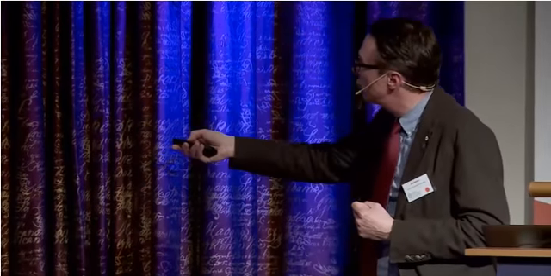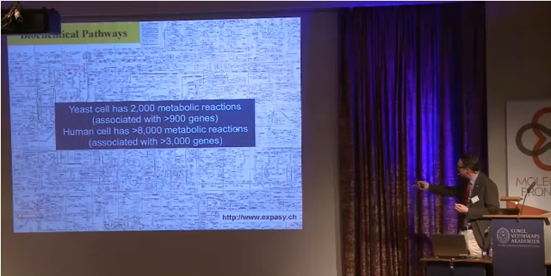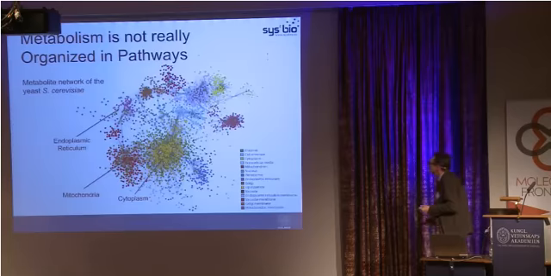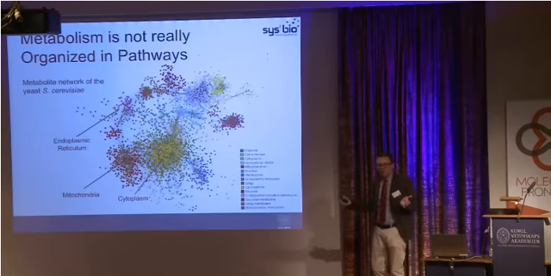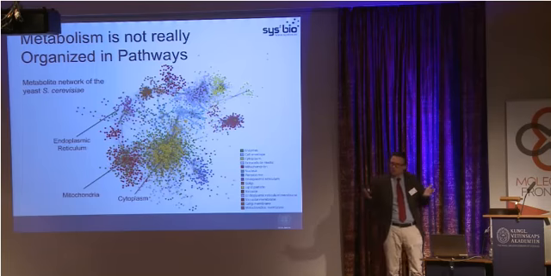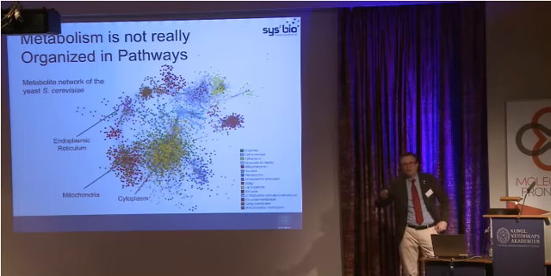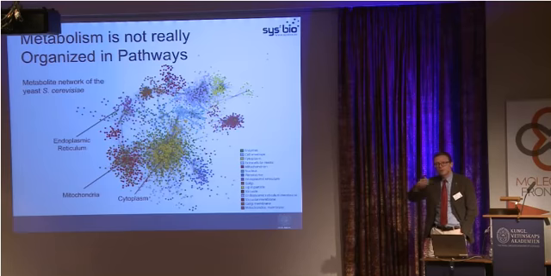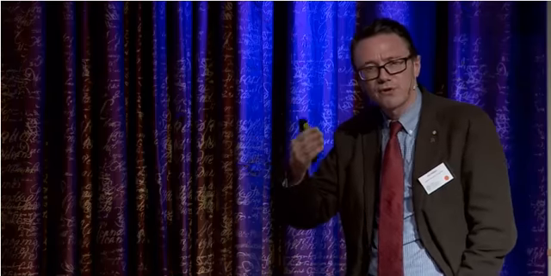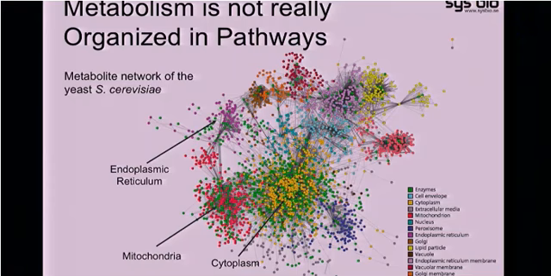There are similar numbers for a human cell. It's more complex, 8,000 metabolic reactions associated with about 3,000 genes. Not only that, you probably heard about metabolism in school and heard about specific reactions. You may have heard about glycolysis. You may have heard about the tricarboxylic acid or the Krebs cycle that's often referred to. And we hear about metabolism in this organization into pathways.